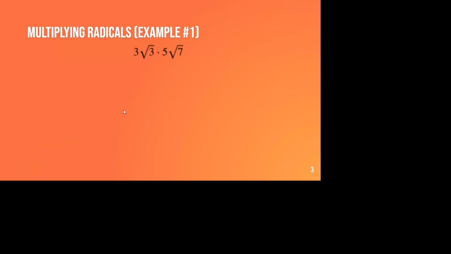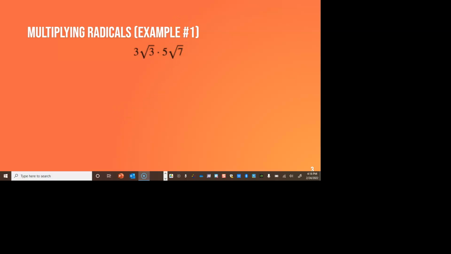Let's look at example 1. We have 3 radical 3 times 5 radical 7. So what we're going to do is multiply 3 times 5, and then multiply what's inside the radical, which is 3 times 7. So 3 times 5 is 15, and then 3 times 7 is 21. And we're going to write that. If this part is not simplified, then it's fine. So that's the answer. You multiply the outside whole numbers and inside the radical, and that's it.